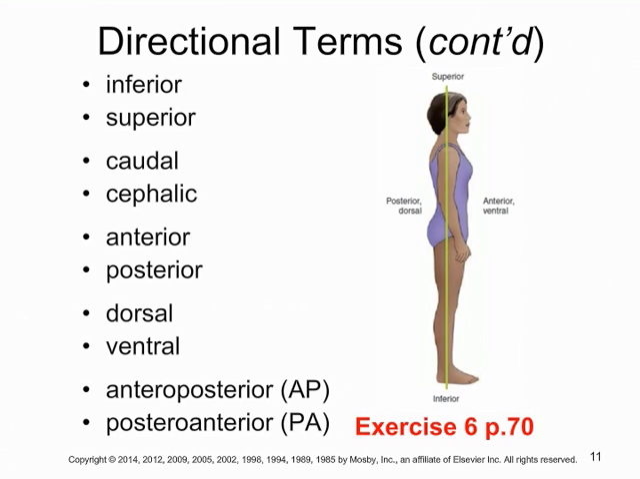Here we have caudal and cephalic. Notice how the endings are different, but they both mean pertaining to. We have anterior and posterior, which means front and back. But we also have dorsal and ventral terms as well. So the anterior and ventral are sometimes used interchangeably, and posterior and dorsal are sometimes used interchangeably.